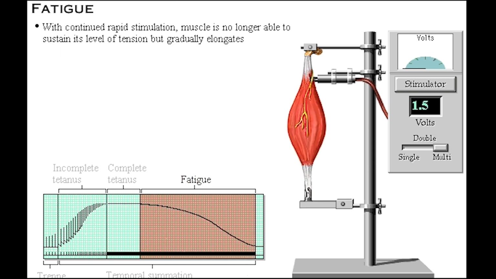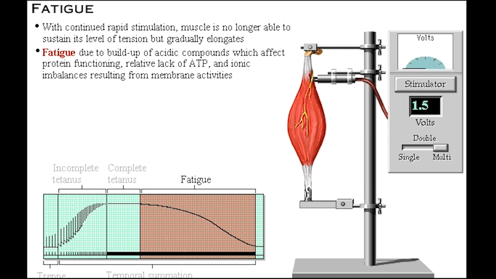With continued rapid stimulation, fatigue becomes apparent as the muscle is no longer able to sustain its level of tension, but gradually elongates. Fatigue is due to multiple factors: buildup of acidic compounds which affect protein functioning, a relative but not total lack of ATP, and ionic imbalances resulting from membrane activities.